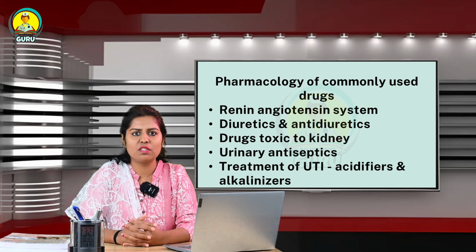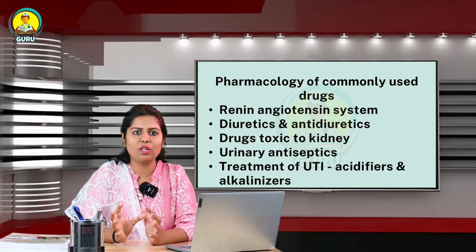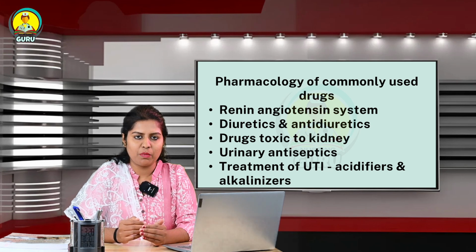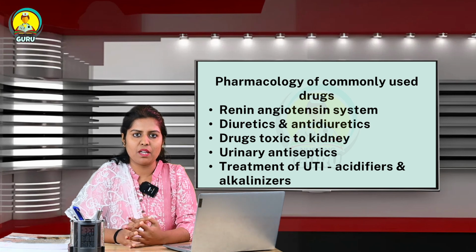Then drugs toxic to kidney. So here drugs toxic to kidney, there is no explanation. Some of the drugs they have given in the textbooks. You need to write the name of the drugs. They will ask this only for 2 marks. Next, urinary antiseptics. Under urinary antiseptics, you need to study treatment of UTI, that is acidifiers and alkalinizers. These and all you need to study. So they will ask treatment of UTI for 5 marks.